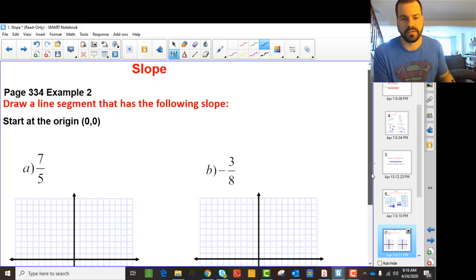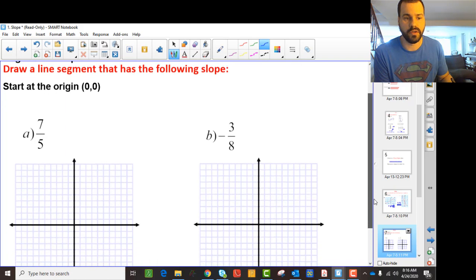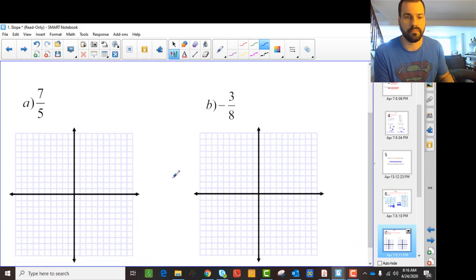Now, the flip side of this is, okay, now I have to draw a line segment that has a following slope. So instead of getting the slope from the graph, I have to make the slope on the graph. So it tells me to start at 0, 0. So I'm going to start here. And then remember, this is my rise. And this is my run.